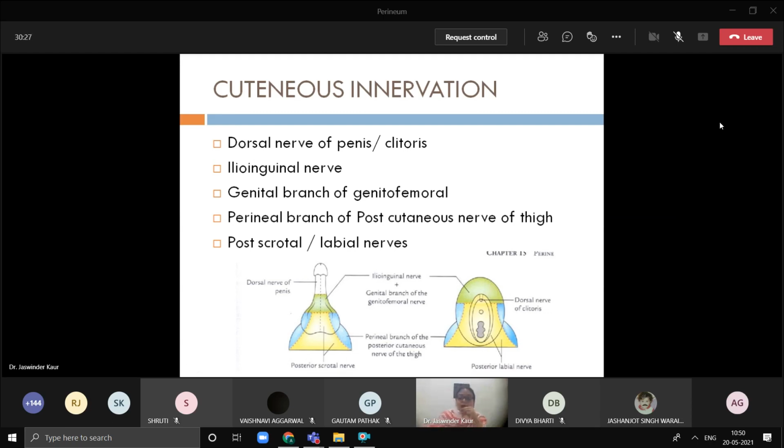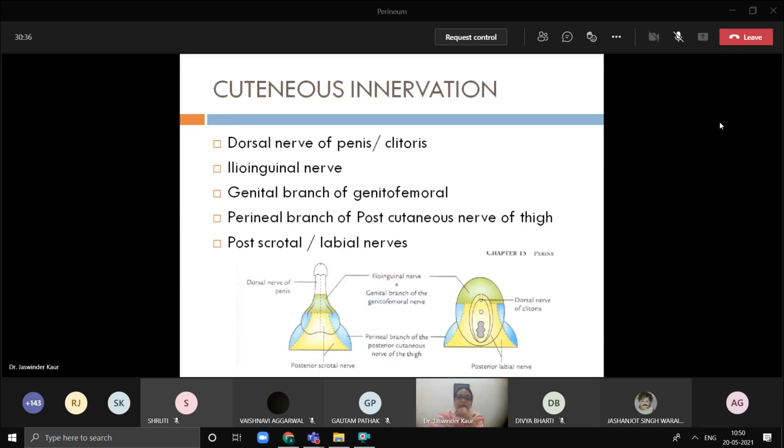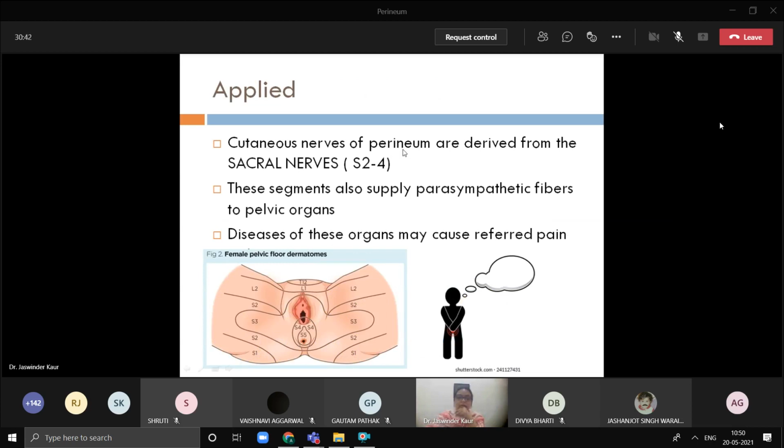So what is the importance of the cutaneous innervation of the perineum? It is derived from the sacral plexus, right? These are the branches coming from the sacral plexus, from S2 to S4. These segments also supply the parasympathetic fibers to the pelvic organs. So if there are diseases of the perineum, the patient will have a referred pain in the pelvic organs.